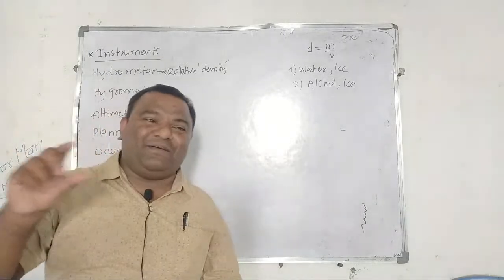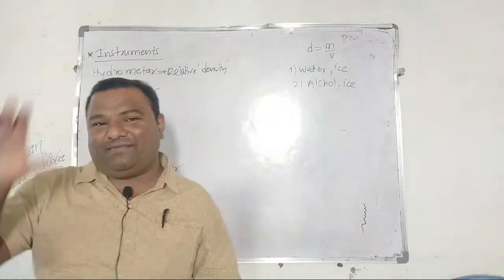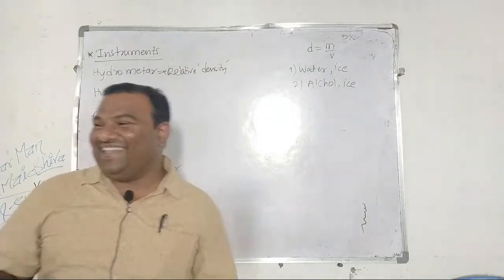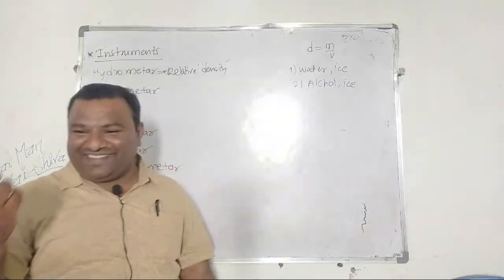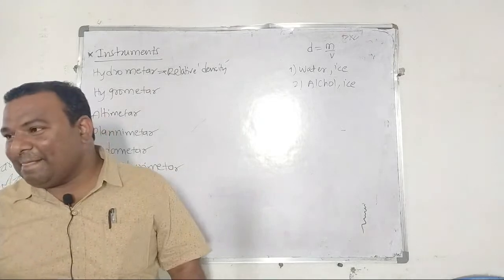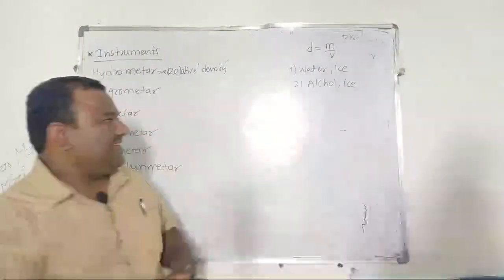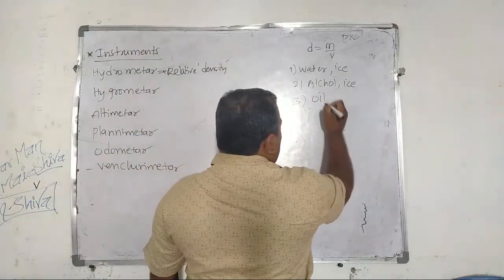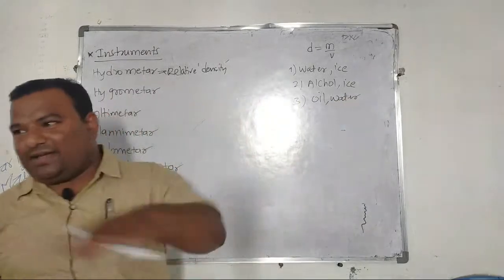If you kept ice cubes on the alcohol, which is dipping or which is on the top side? If you kept ice cubes, they go to the bottom side. So which is more density? Ice has more density. Next question: oil and water, which is more density? Water. Oil is present at the top layer.